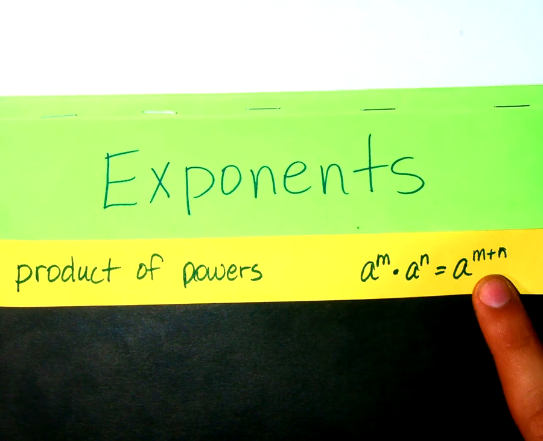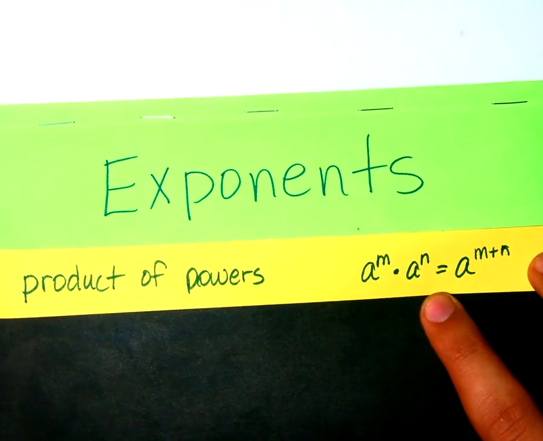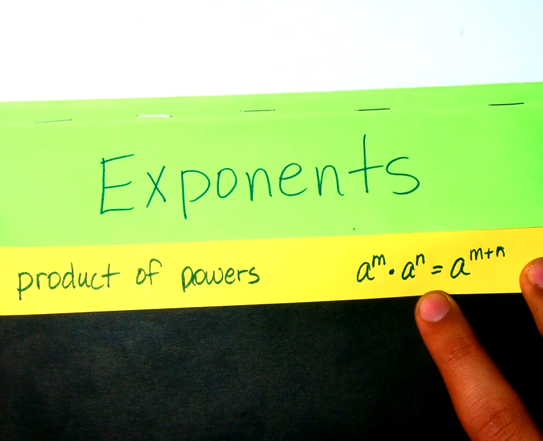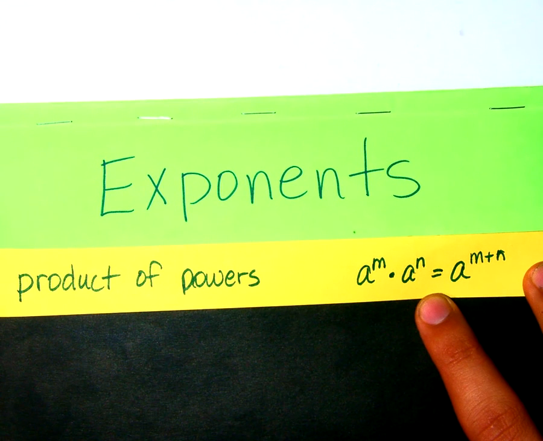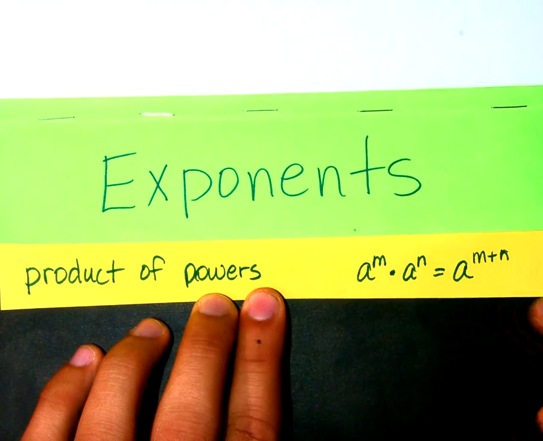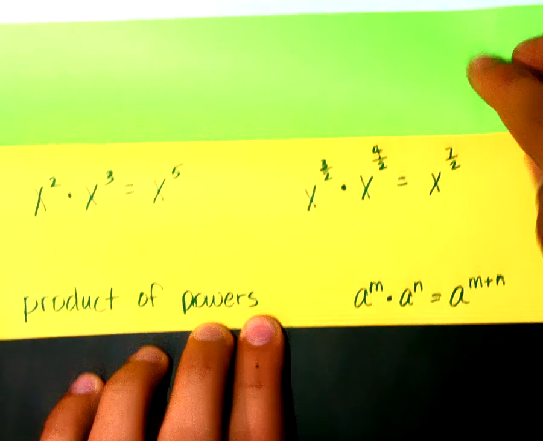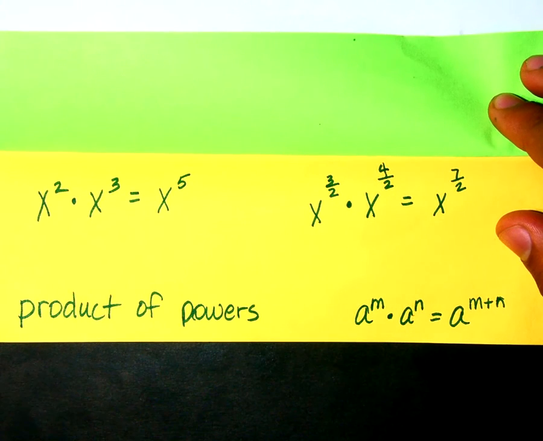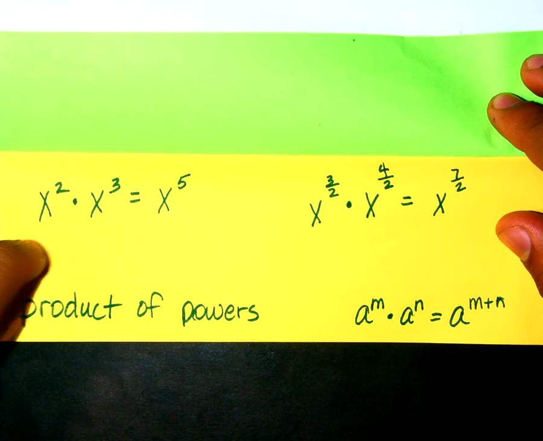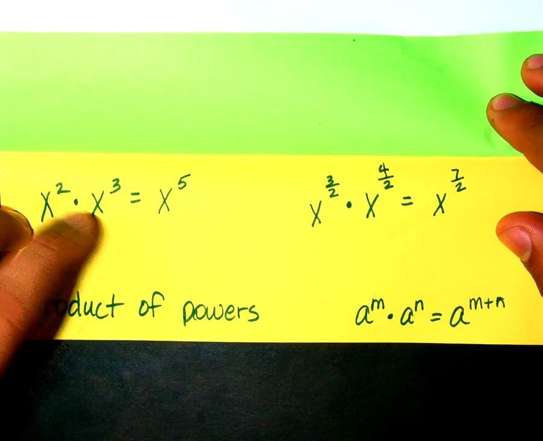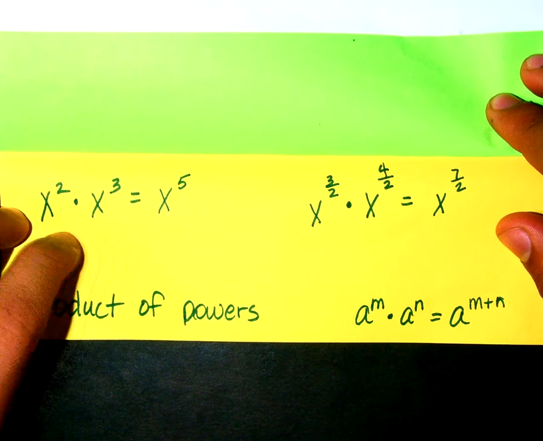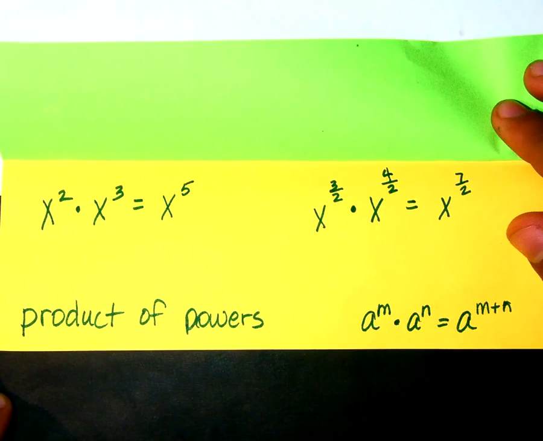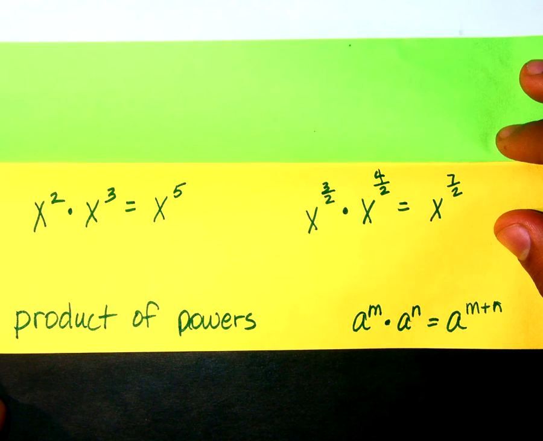Alright, and this is one that we already know, and that's when we multiply two of the same variable, and they both have exponents. We just add those exponents. So a to the m times a to the n equals a to the m plus n. Okay? So we're going to lift up this first flap, and we have our examples. So for example, x squared times x cubed equals x to the fifth, because 2 plus 3 is 5. We're multiplying these two, they have the same base, so we can just add the exponents. Yeah, it's fun and easy.